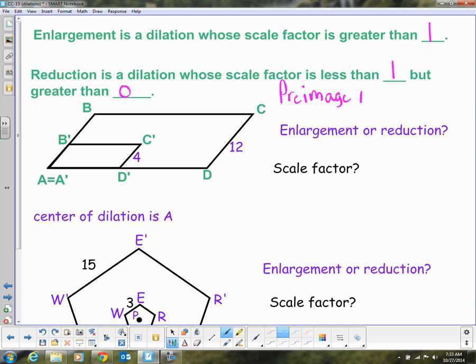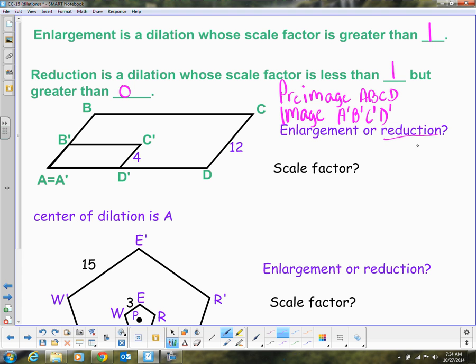Okay, and why do you say it's A, B, C, D? Doesn't say prime. So the image is going to be what, Becky? A prime, B prime, C prime, D prime. All right. So in order to answer whether it's an enlargement or reduction, you have to take your eyes on the pre-image, then your eyes to the image. Did it grow or did it shrink? Kayla? It shrunk, meaning it is a reduction.